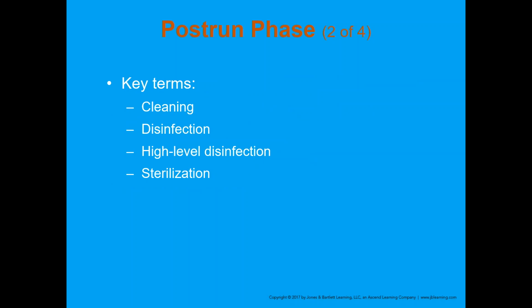So there's a couple different key terms. Cleaning, we're just kind of getting the dirt, dust, blood, any kind of contaminants off the surface. Disinfection, we're actively trying to kill those pathogenic agents by using chemicals that are made for that. High level disinfection is a step higher. We're using more potent disinfection materials, and then sterilization is using like heat to remove any kind of microbial contamination. So a couple different steps.